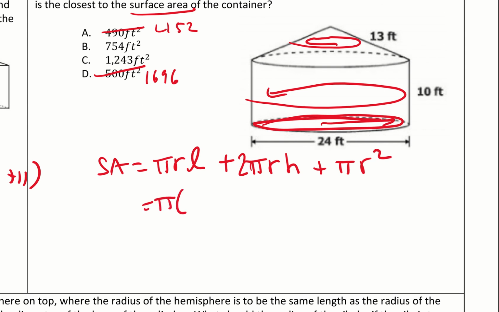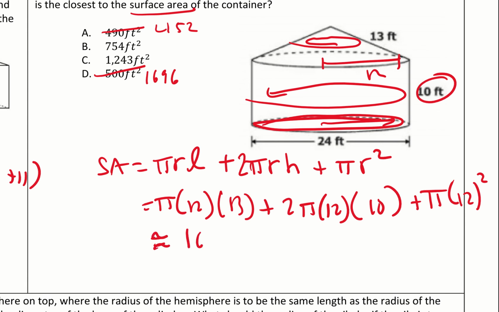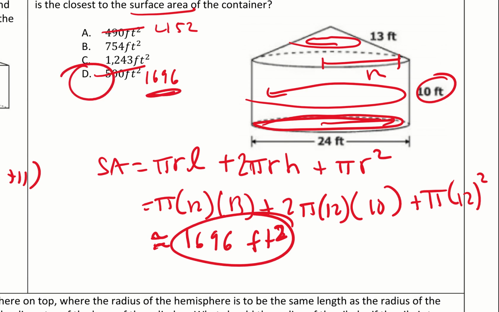So we got pi, the radius is 12. The length is 13. We plug this in here. The radius is 12. The height of the cylinder is actually 10. We got pi times the radius, 12, squared, and we add those together. We get approximately 1,696 feet squared, which is going to be D, which is the correction that I made there.